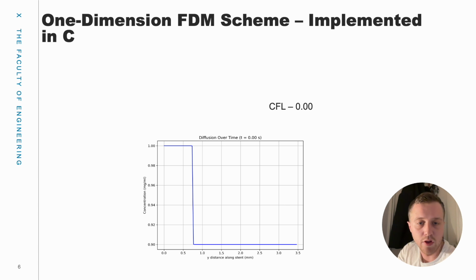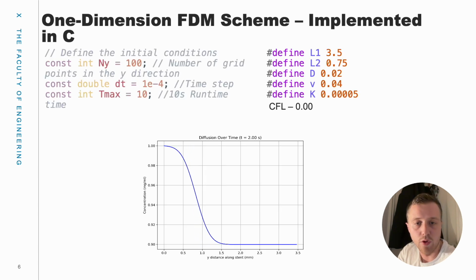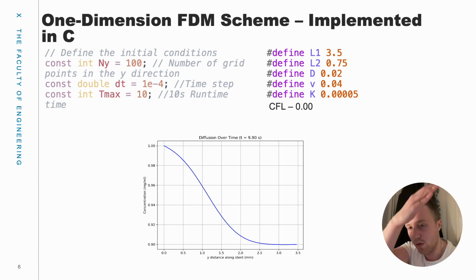So let's now run this model with these following parameters. Notice we set the number of grid points to 100, our time step to 1e to the minus 4, and our max runtime to 10 seconds. I'm not changing any of the hyperparameters, D, V and K here, which will affect the results. You can see it's quite a steady slope down.